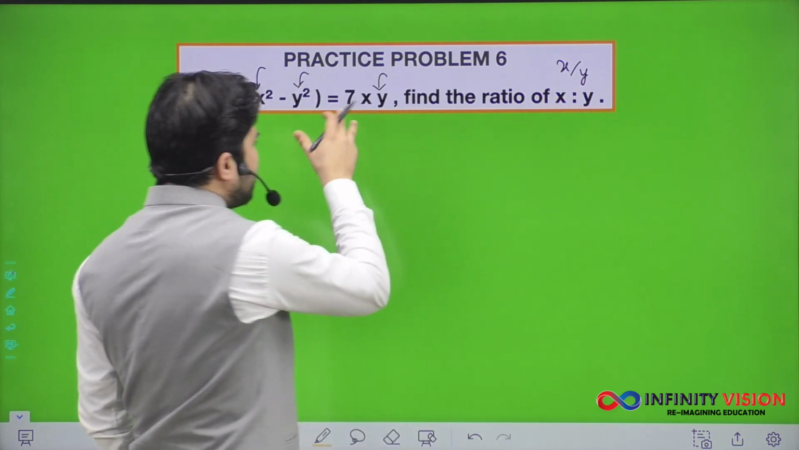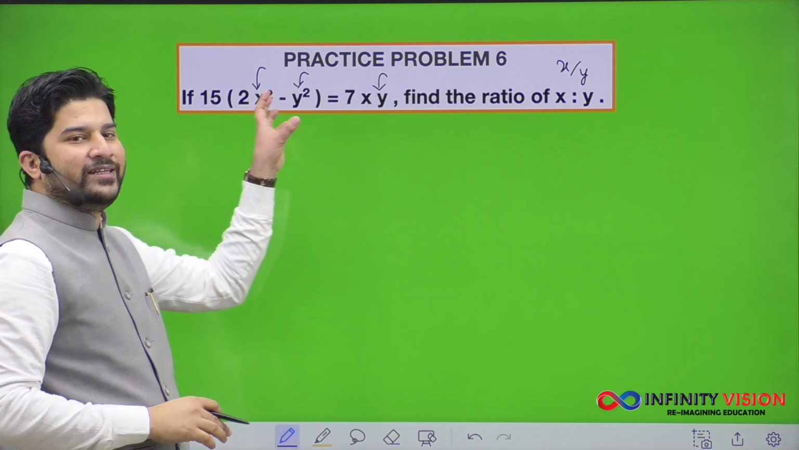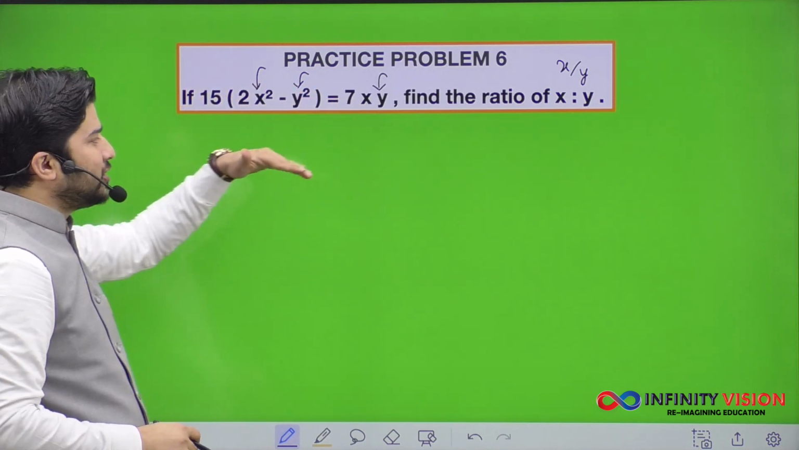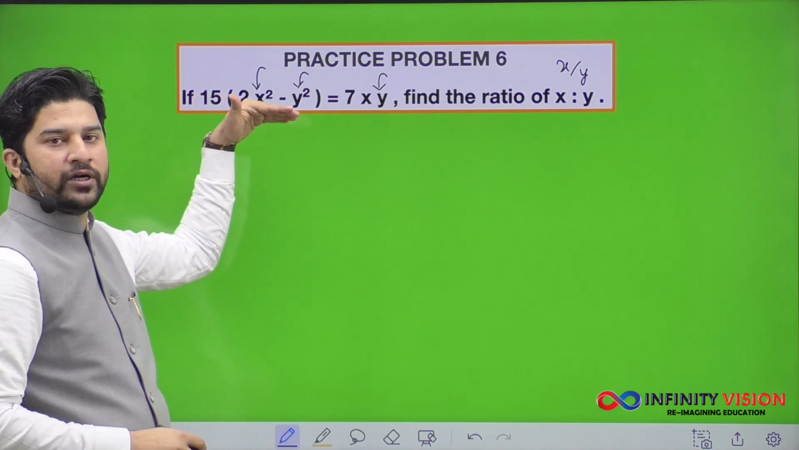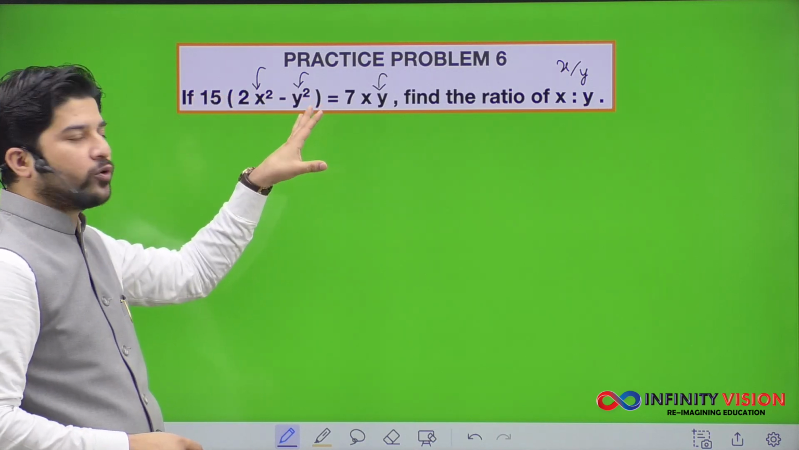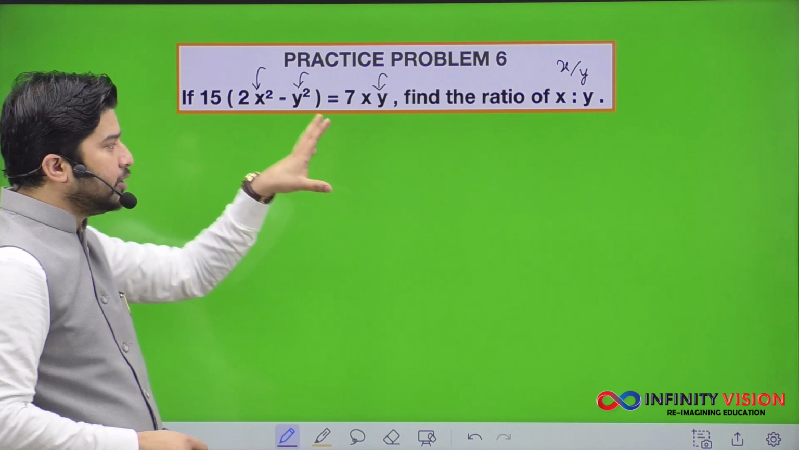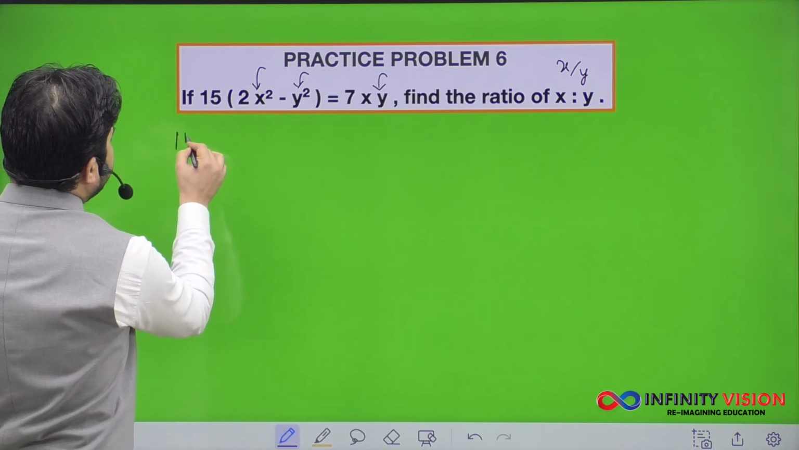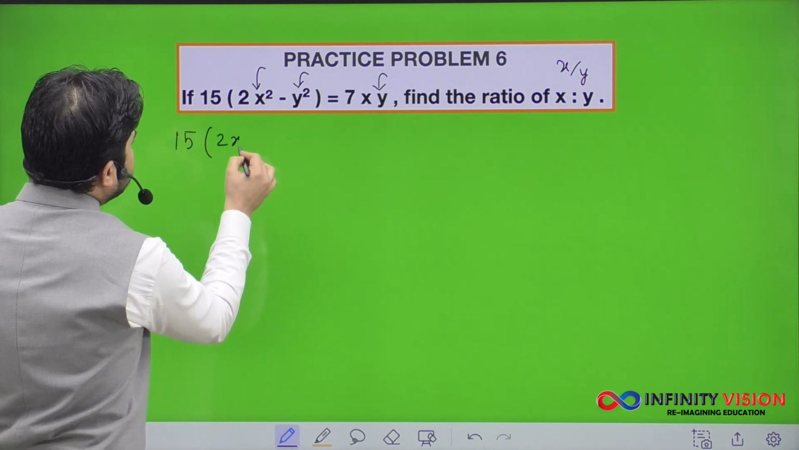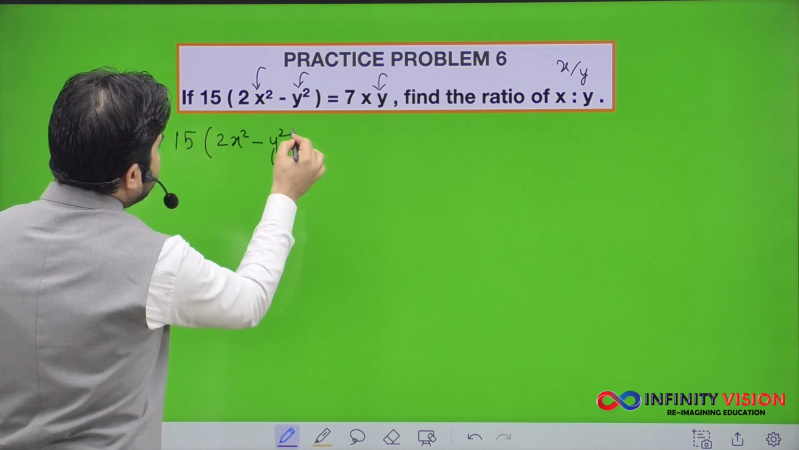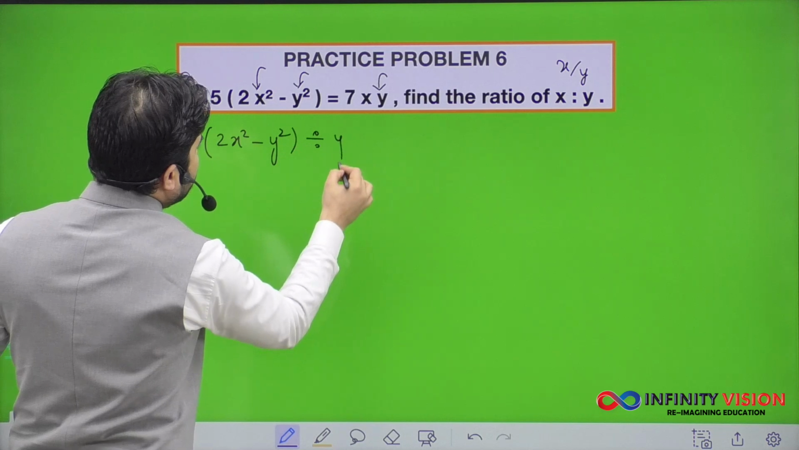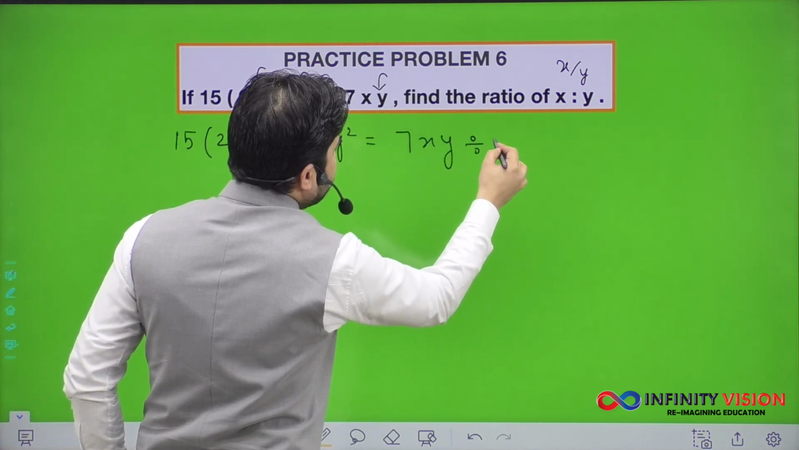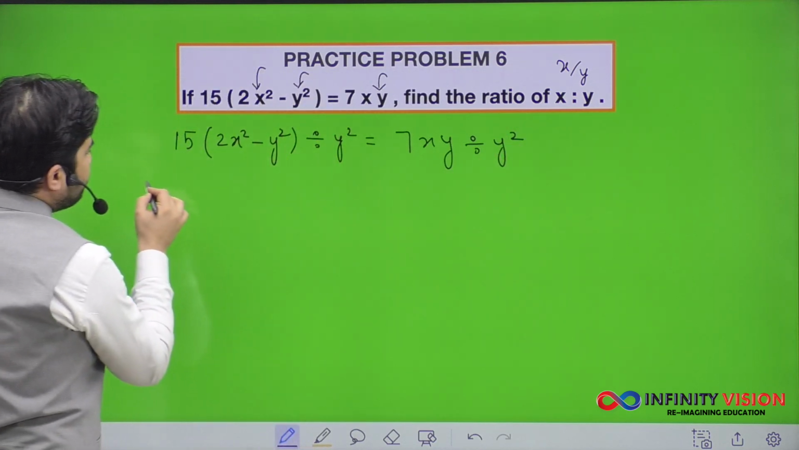Now this gives me a clue that instead of dealing with two variables, I can convert this 2-degree equation into a quadratic equation of x by y. How are we going to do that? We are going to divide both sides by y square. So let's say if I divide 15 into 2x square minus y square by y square and 7xy by y square. So what will you get?